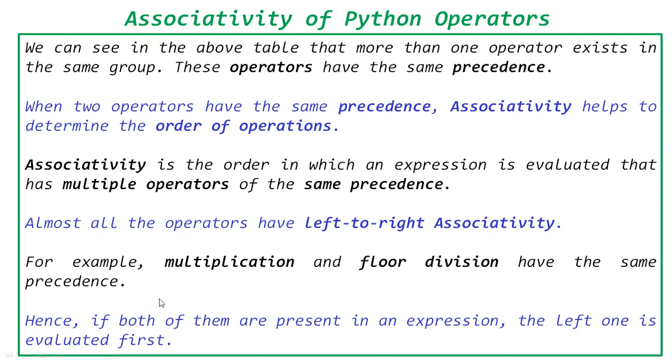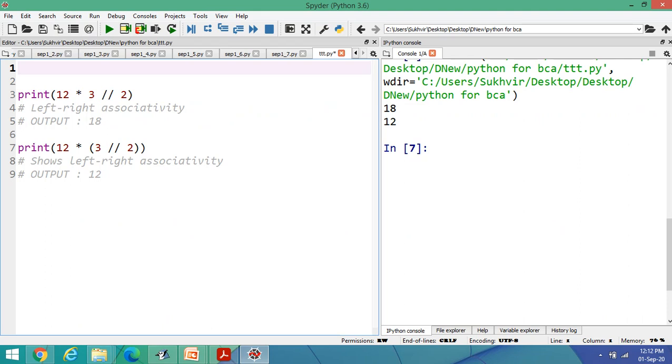This one is the most important part. If both are present, whatever lies on the left part, whether the sign of multiplication or the sign of floor division, it will execute first. Like this one, if I am writing here 12 multiply 3 divided by 2, then answer is 18. If I am writing 12 multiply and inside bracket, then answer is 12 because bracket executed first.